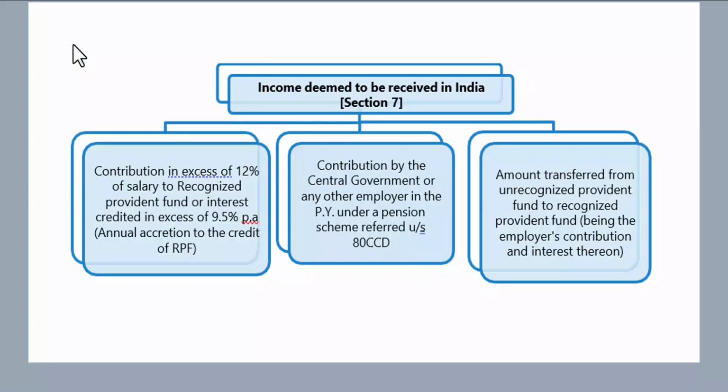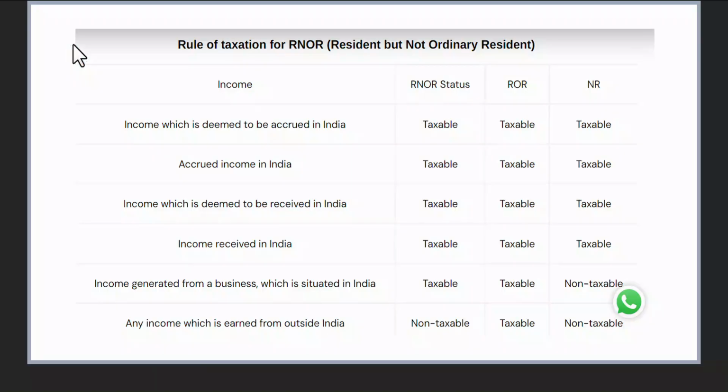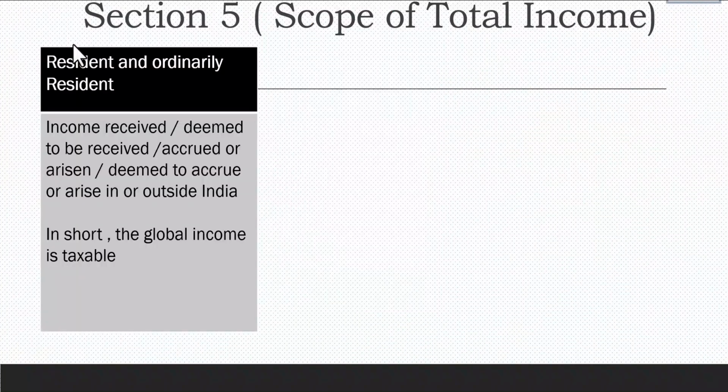Okay, so let's go back again to the same slide. That means income received, deemed to be received, accrued or deemed to accrue or arise. That's why so many words are being used and they are defined under Sections 5, 6, 7, 8, 9. Of course, I've given a glimpse of some of the incomes which are very easy for us to understand. There are some more which you can go through while you're going through your book. So in short, all the global income is taxable for a person who is resident.